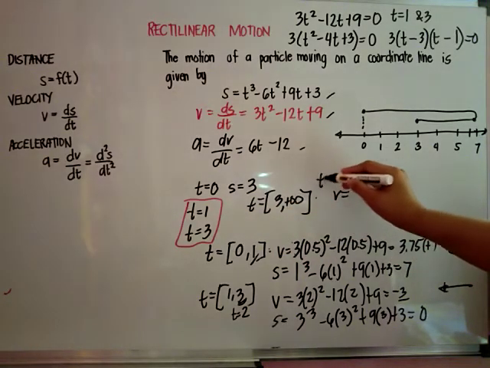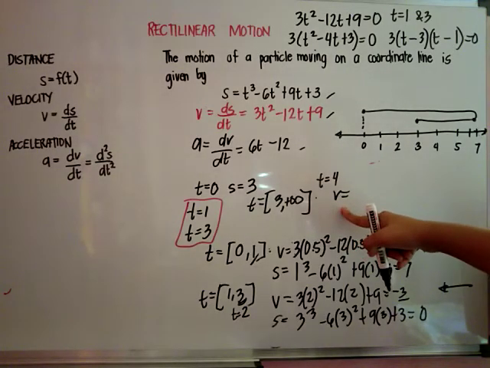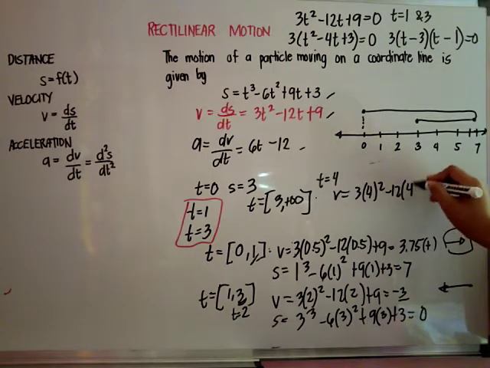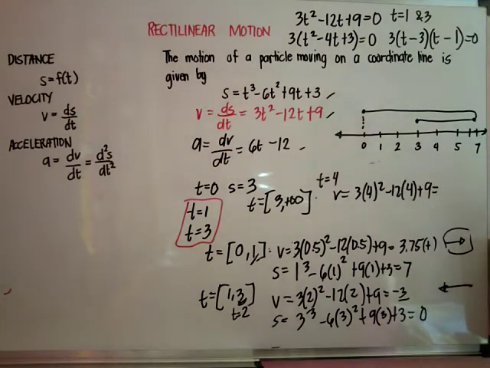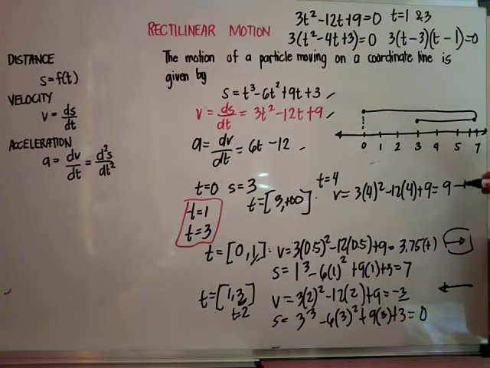So, let's say t is equal to 4. Ano ba yung value ng velocity natin? So, we have 3 times 4 squared minus 12 times 4 plus 9. This is equal to 3 times 16 is 48, minus 12 times 4, plus 9. So, therefore, positive yung velocity niya. Therefore, moving to the right siya.